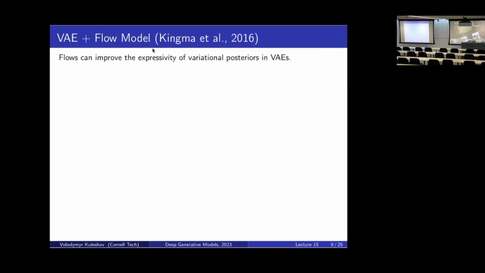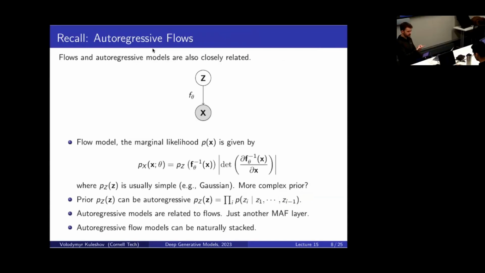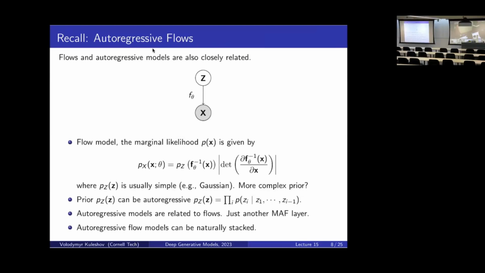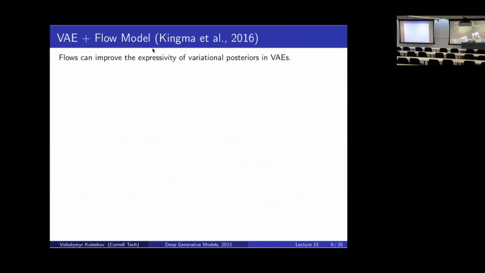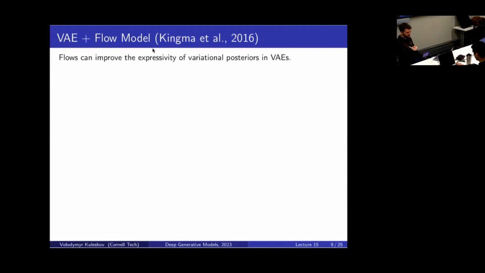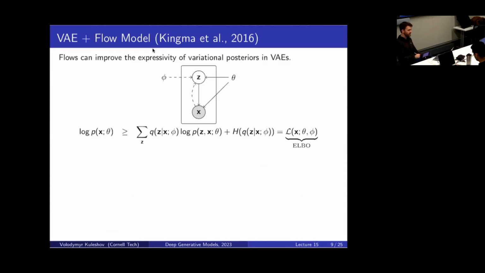Here is another approach. The stacking strategy that I proposed in the previous slide is a way of building a more expressive model over X. We can also use these types of flow models to build a more expressive model over the latent variable Z within another latent variable model. So essentially we can plug in flow models as components of other latent variable models such as VAEs. Or to put it differently, we can stack VAE latent variable models with flow latent variable models. Let me show you what I mean by this.